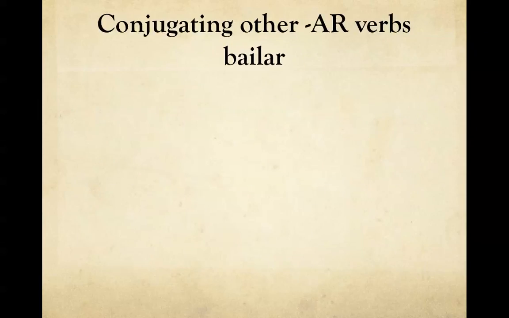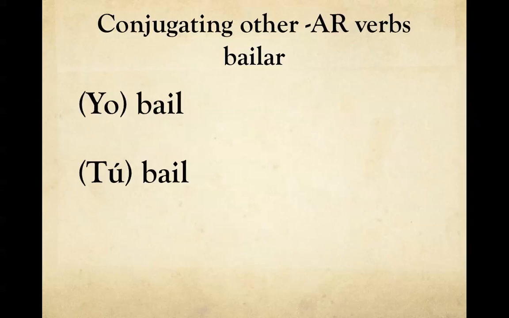Okay, so now that we know what we have to do, let's do the same thing for one more AR verb. We have the verb bailar, okay, which means to dance. So once again, in order to get a conjugated verb, we take our infinitive, which is bailar, we remove the ending, the AR, and we are stuck with the root, which we need in order to conjugate. So all we have to do is add the ending once more. So the ending for yo, just like for hablar, is just the one letter. O. Yo bailo. I dance.